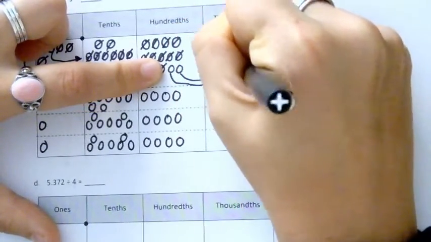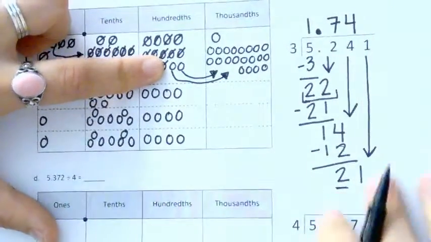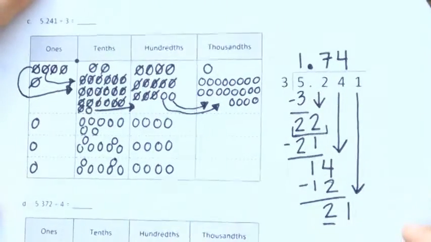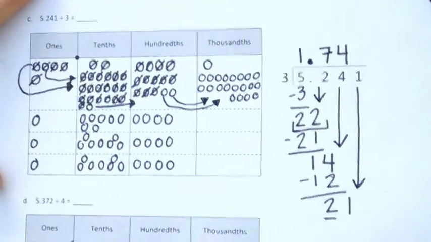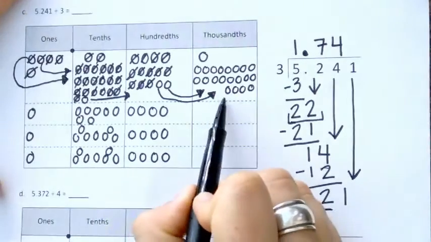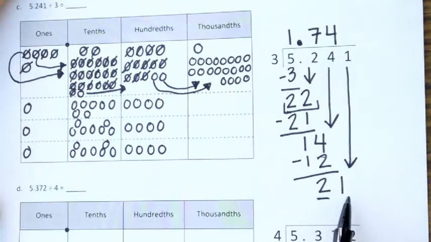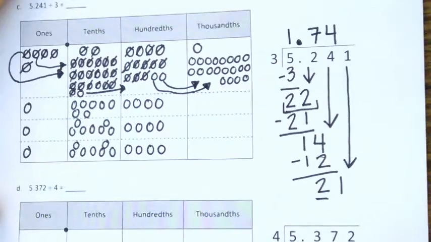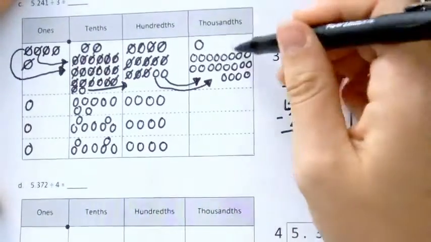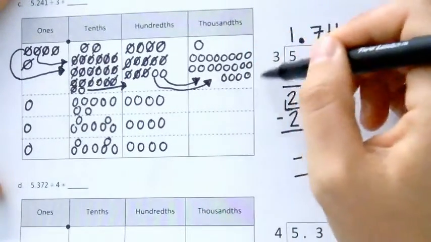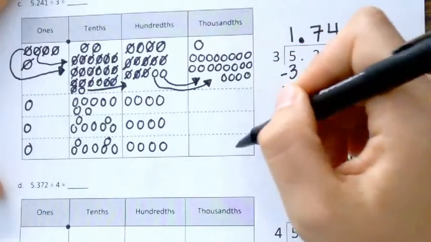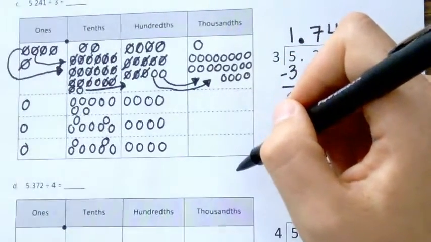When you're done, what do you want us to do? So this 21 matches this 21, right? All right, so what we need to do now is divide these 21 thousandths equally into 3 groups. When you have it, give me a thumbs up.